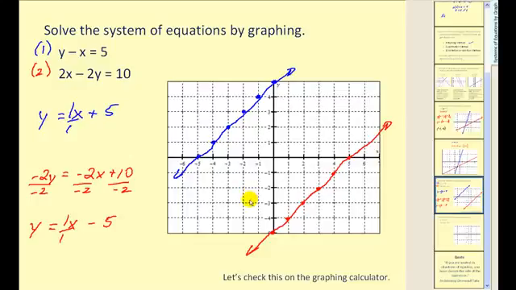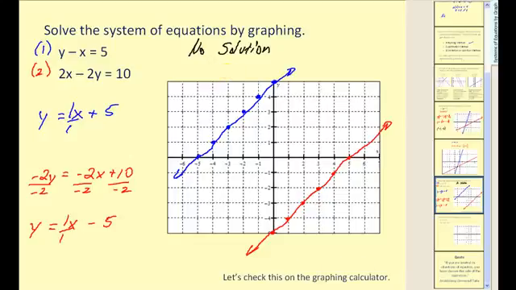And what we see here is these two lines are parallel, and that does make sense because our slopes are both equal to 1 and our y-intercepts are different. Therefore, this system has no solution, which we could also classify as inconsistent and independent.